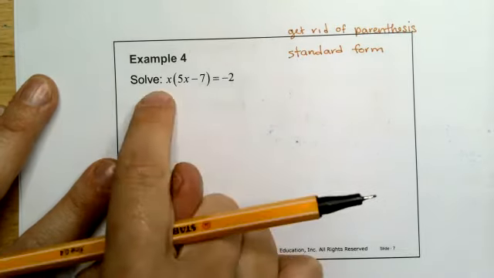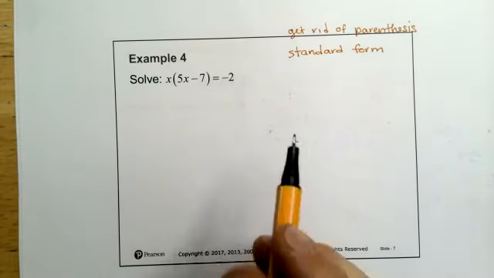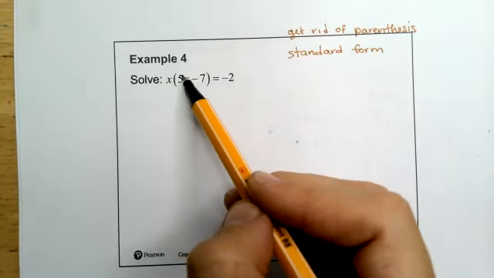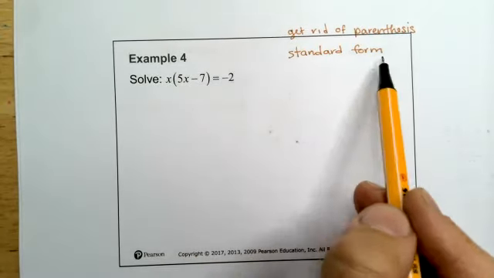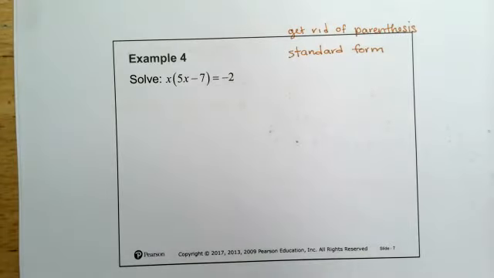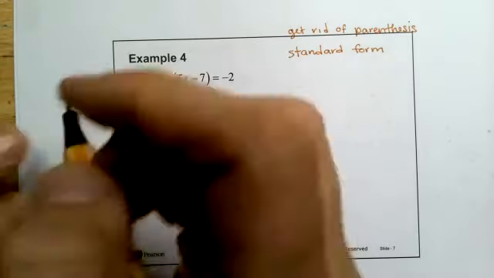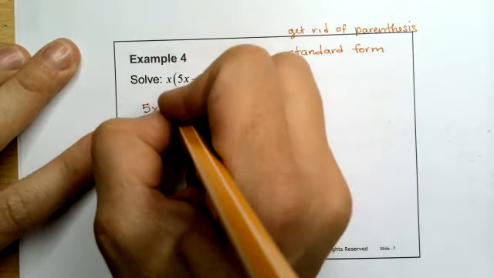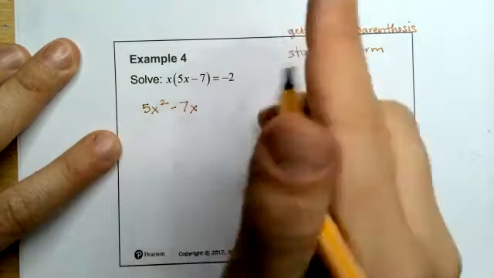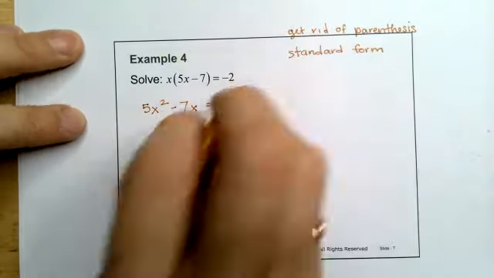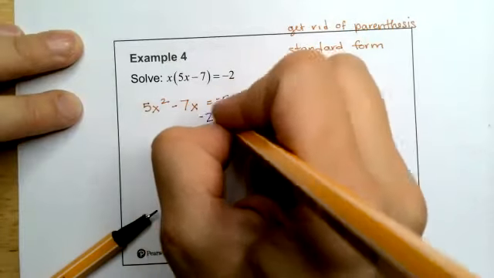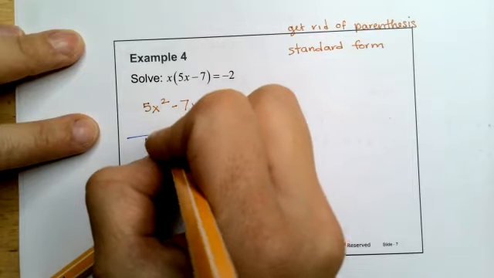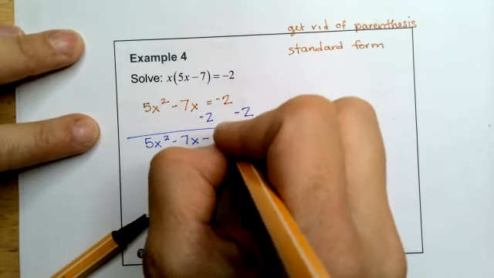Good. And then we can take the x out again if possible. So if it's factored but not in standard form, you need to do the work to get it all the way into standard form. No parentheses. Good. All right. So x times 5x becomes 5x squared. X times a -7 is just -7x. And then we have equals -2. So I'm just going to move that -2. And what I get is 5x squared minus 7x minus 2 equals 0.